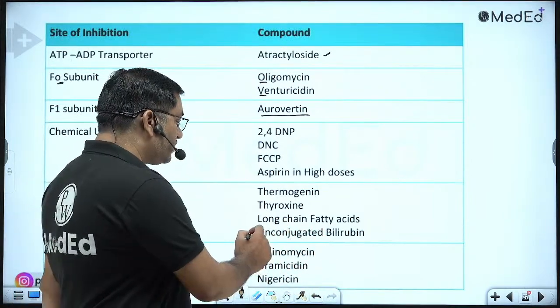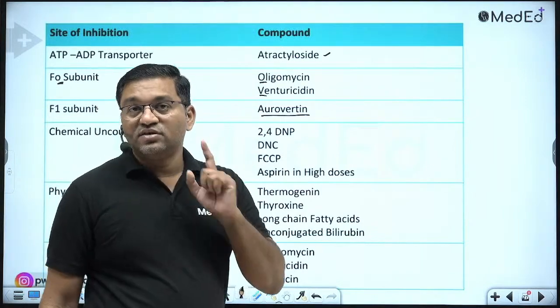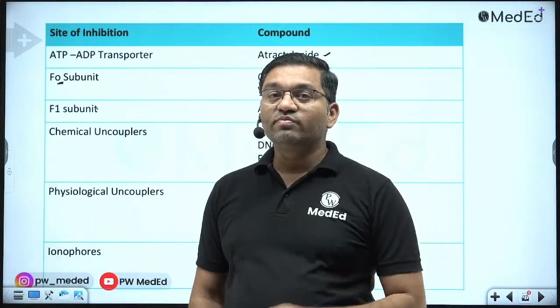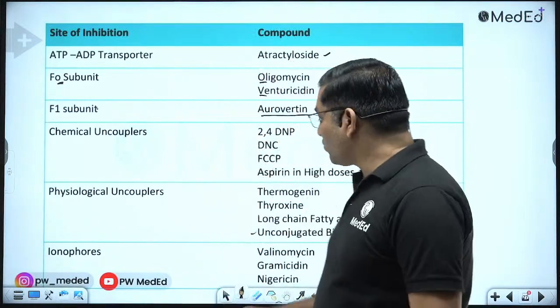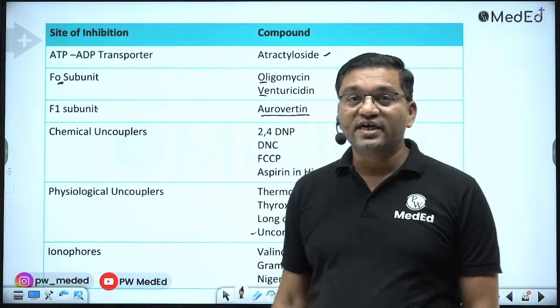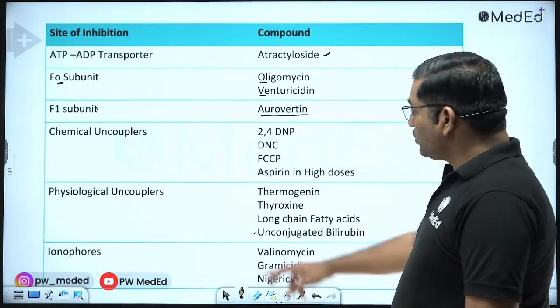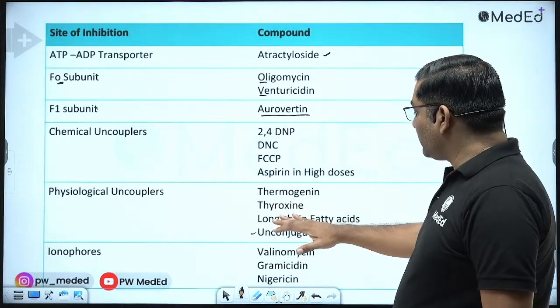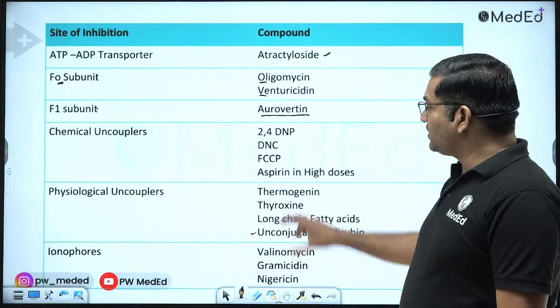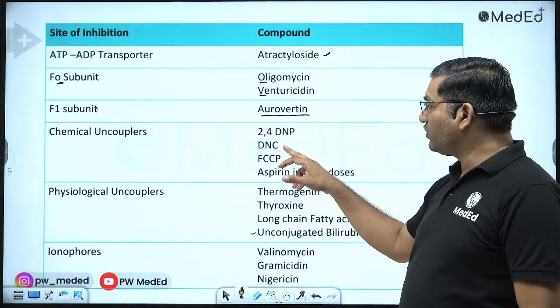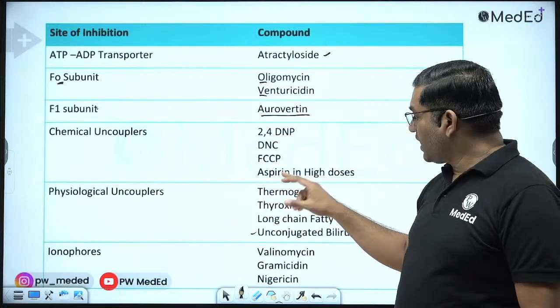That's why unconjugated bilirubin causes kernicterus when it goes above 20 milligram per deciliter. It crosses the blood brain barrier and causes the toxic effect. It decreases the ATP synthesis in the brain. So the physiological uncouplers are thermogenin, thyroxine, long chain free fatty acids, and unconjugated bilirubin. These are the chemical uncouplers: 2,4-dinitrophenol, dinitrocresol, FCCP, and aspirin.